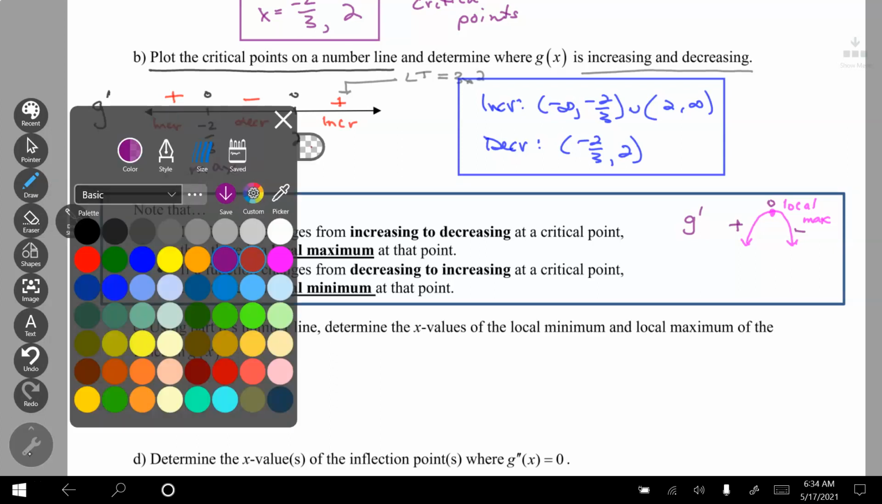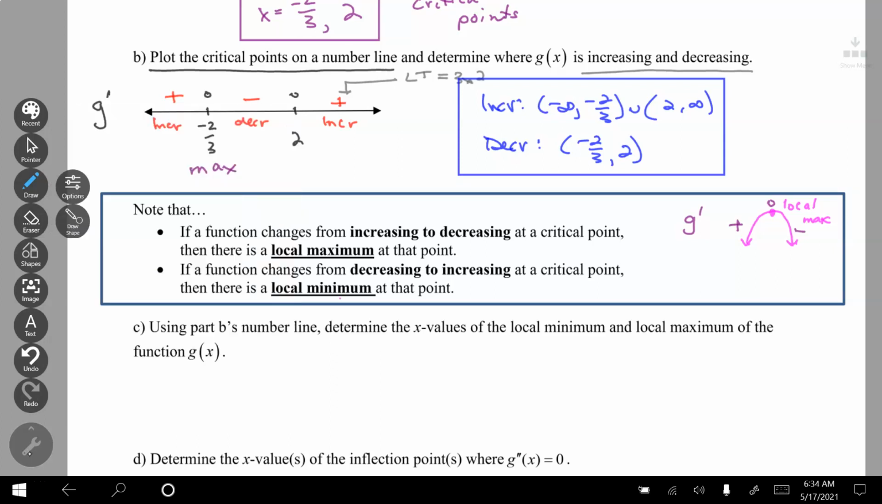Conversely, if it goes decreasing to increasing, that means the graph looks like this. This is a local min because your derivative is going negative, 0, positive. And I have to notice, do I see that anywhere on this? Well, let's see. It goes negative, 0, positive, so x equals 2 is a local min.